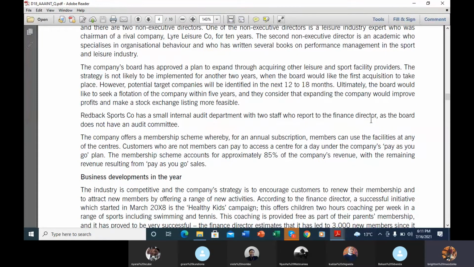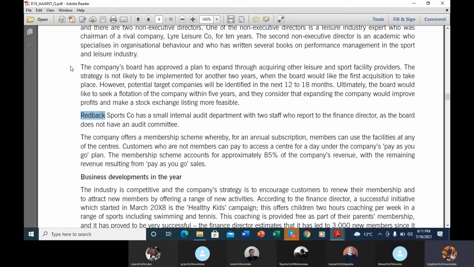So we have tried to be exposed to... well, the client has a small internal audit department with the two staff who report to the... let me highlight where I am. I'm sure that you see where I've highlighted. So Redberg Sports Club has a small internal audit department with the two staff who report to the finance director.